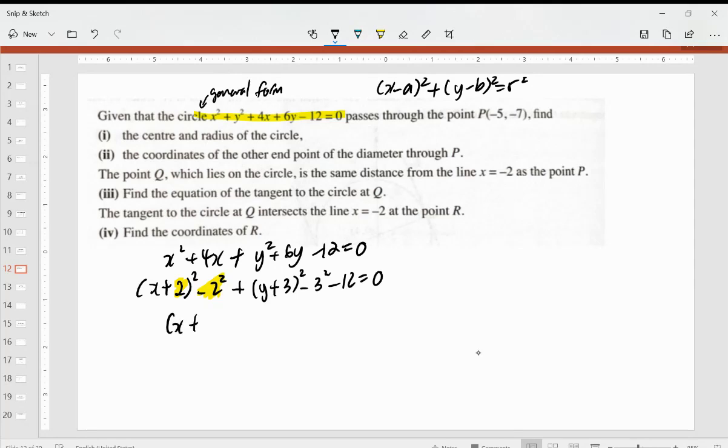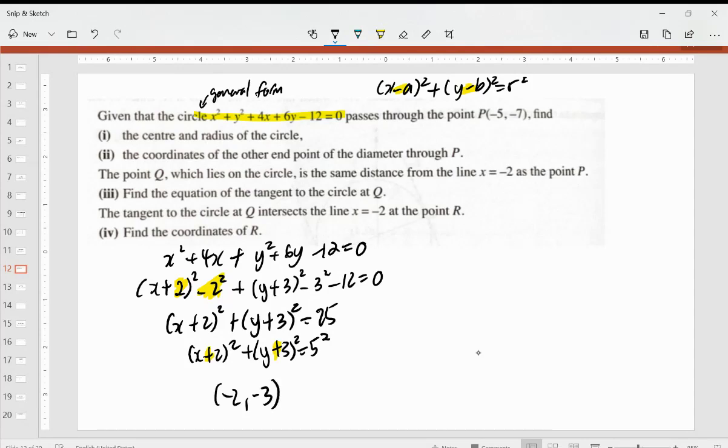Then we have (x plus 2) and (y plus 3), and then we bring the numbers to the other side. So together we have minus 4, minus 9, minus 12. Remember that the formula has a minus, so that also indicates that your center will be the opposite. Because there's a plus here, your center of the circle would be (-2, -3).